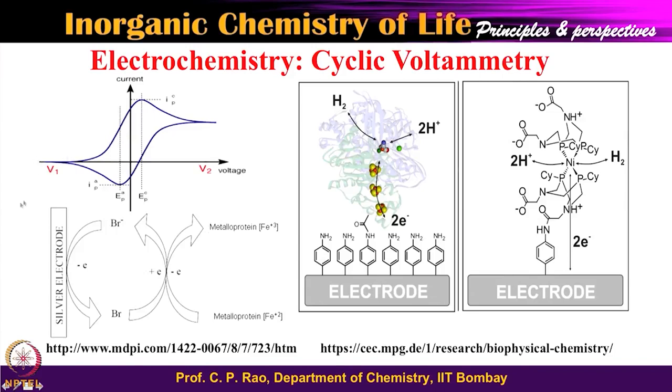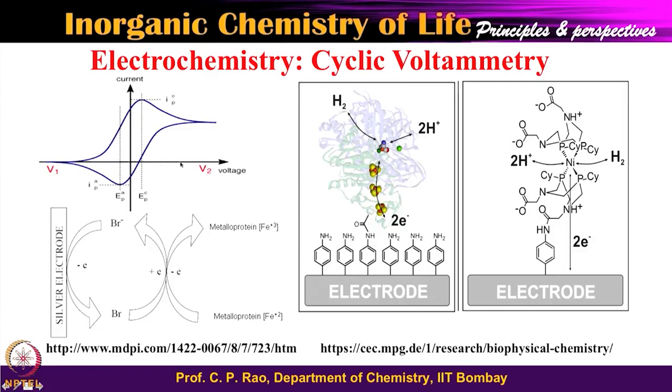So, I start from V1, go to V2, switch the direction of the potential and then come back. Potential has a sign, a positive potential, a negative potential. Going from this to this, increasing, means going in the positive direction, and going from here to here, you are decreasing the potential, it is the negative side. So you have a positive sign, you have a negative sign. So you can reduce, you can reoxidize a species, and that's all. So it becomes cyclic.